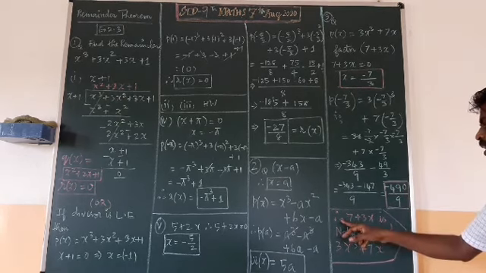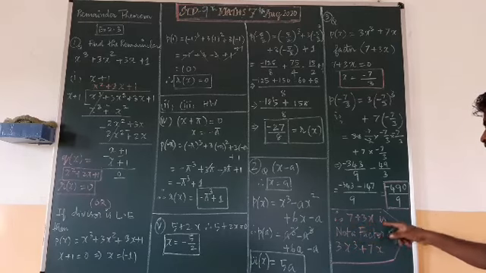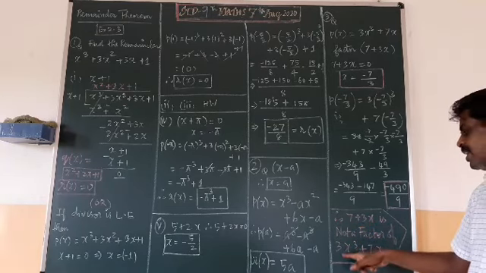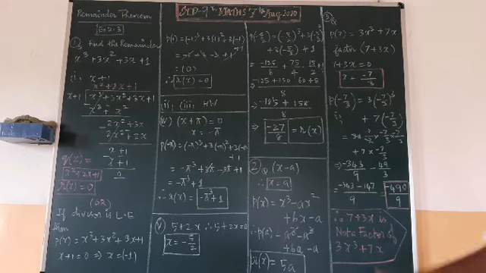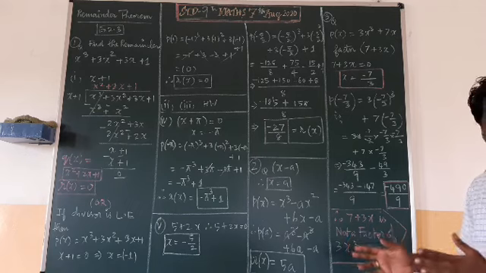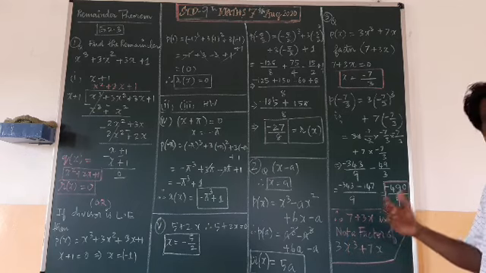So what you have to conclude? Therefore 7 plus 3x is not a factor of 3x cube plus 7x. So up to this, exercise 2.3 we have completed. Next topic is factorization, that we will continue in the coming classes.